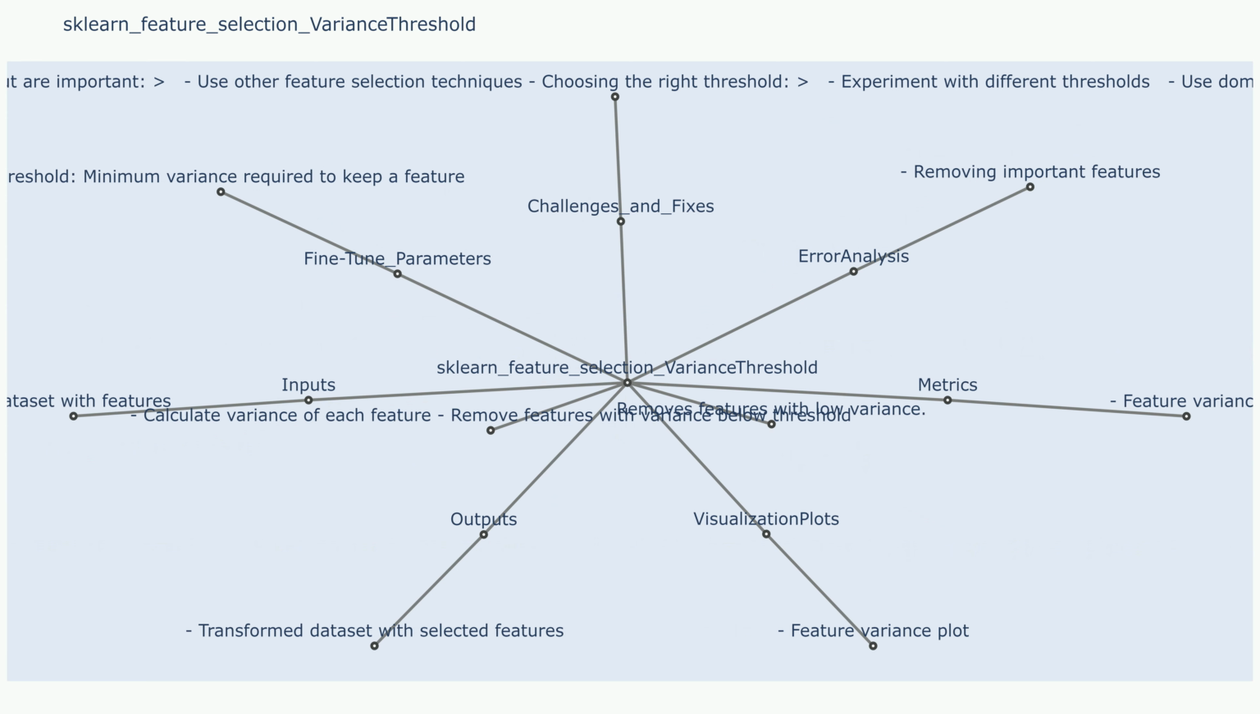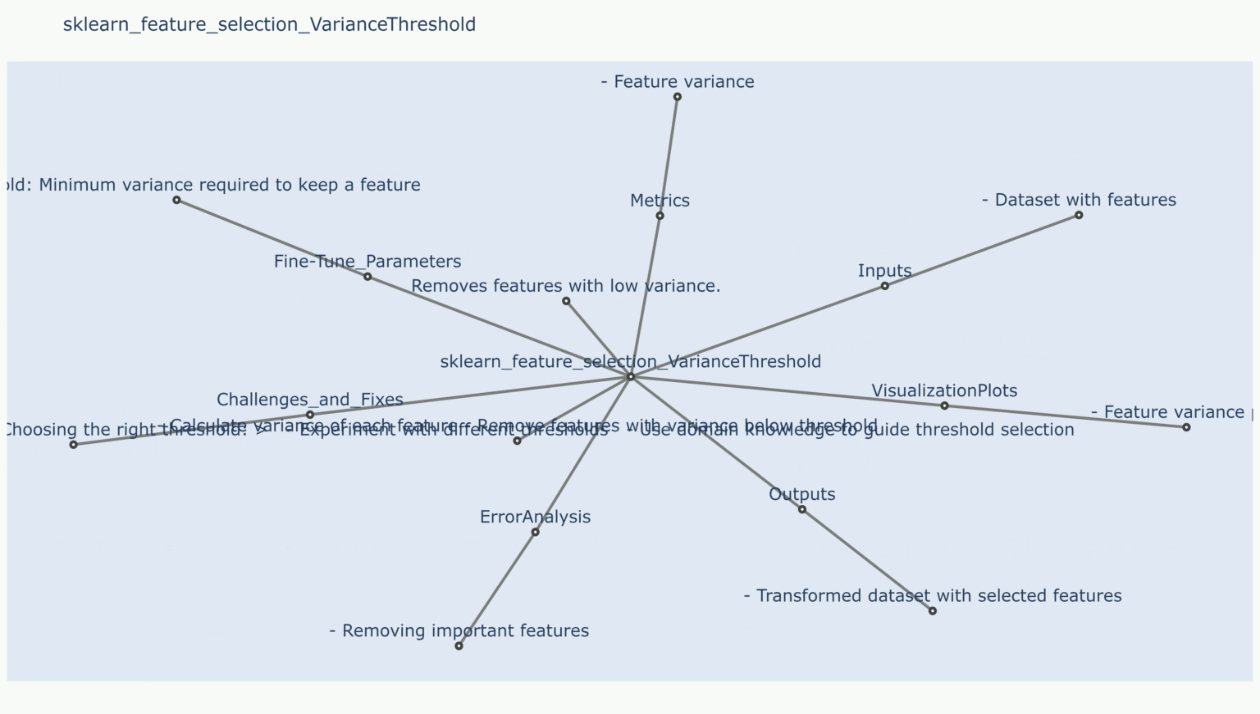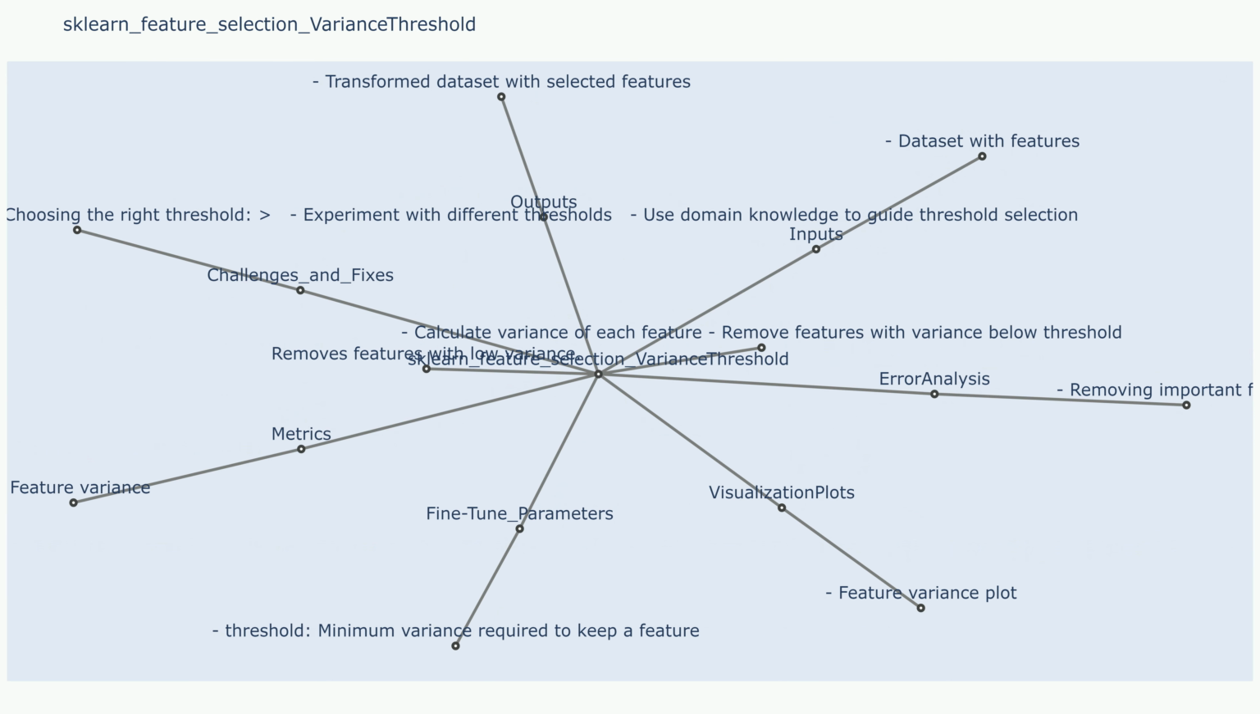Outputs. Transformed X. A NumPy array or pandas data frame containing only the features that met the variance threshold. Selected features. A list containing the indices of the features that were retained. Steps. Calculate the variance of each feature in the input data. Compare the variance of each feature to the provided threshold. Remove features whose variance is below the threshold.